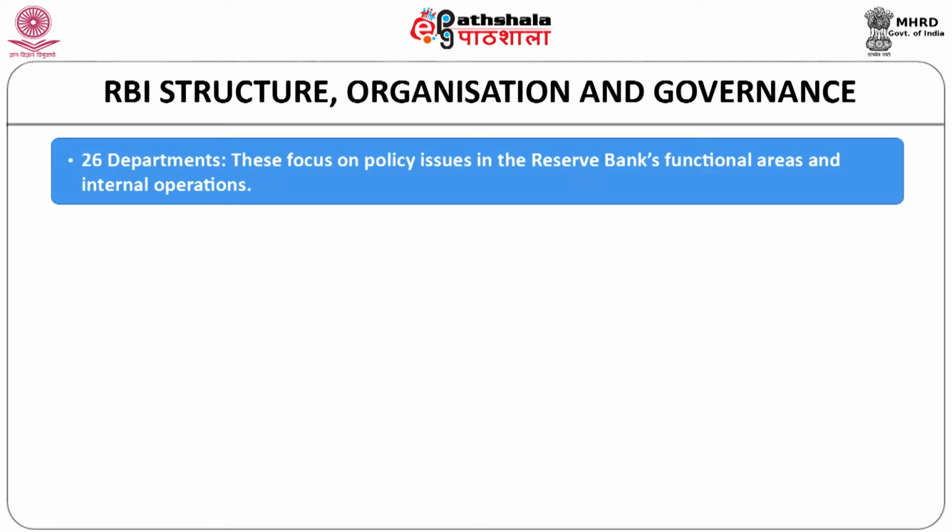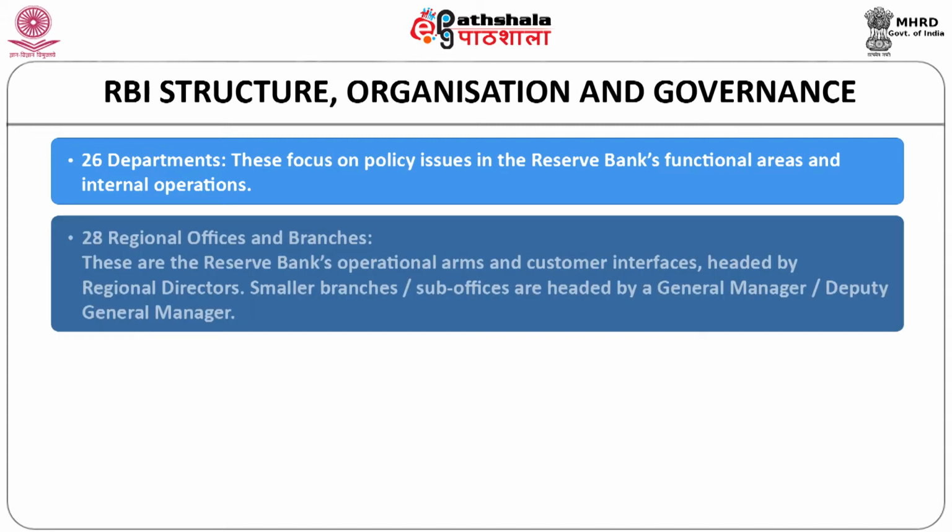Structure of RBI. There are 26 departments in RBI. These 26 departments focus on policy issues in the Reserve Bank's functional areas and internal operations. There are 28 regional offices and branches. The regional offices and their branches are the Reserve Bank's operational arms and customer interfaces, headed by regional directors. Smaller branches and sub-offices are headed by a General Manager or Deputy General Manager.